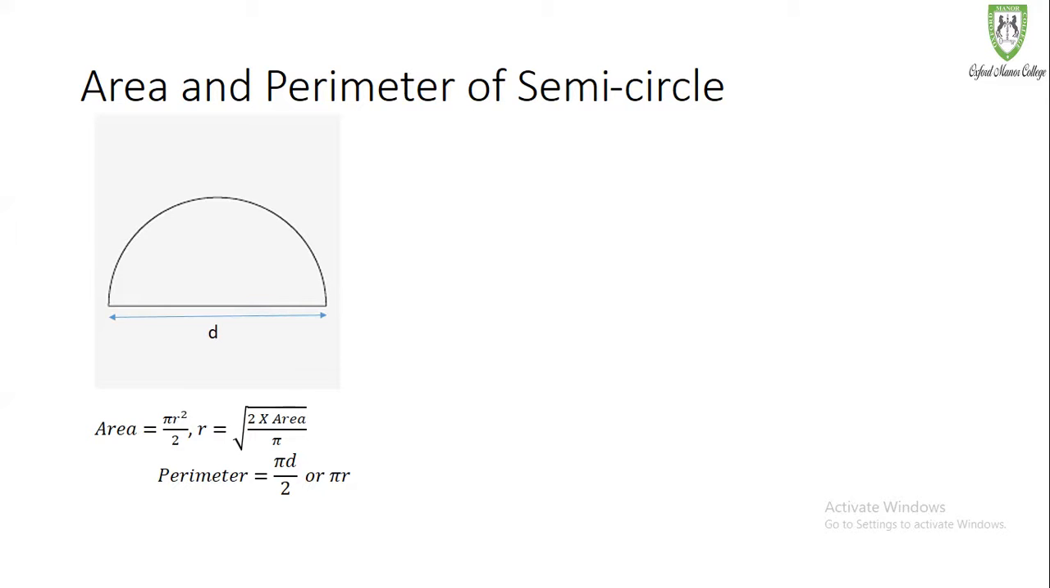For the curved part, it is pi r, alright? Because you divide 2 pi r by 2. Then you now add the diameter to it. So it is pi r plus d, or pi d divided by 2 plus d. Okay.